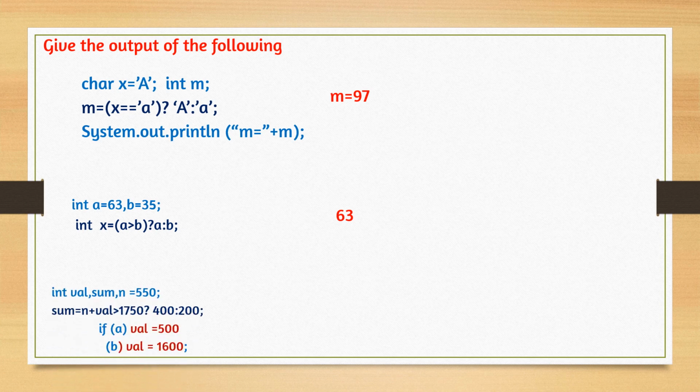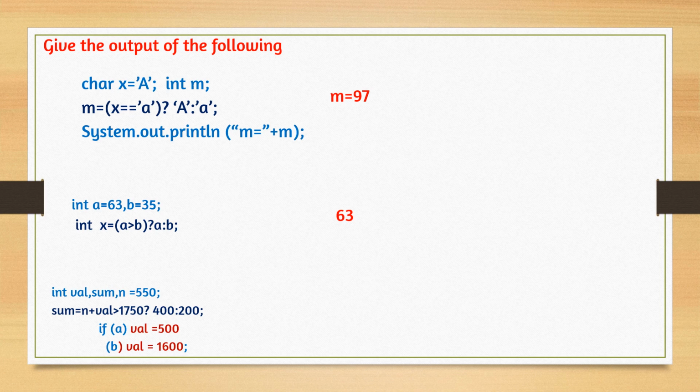And this type of question can also come. Int val, it is a variable name, sum, and n is 550. Sum is equal to n plus val greater than 1750. If the condition is true, 400 will go, otherwise 200 will go. Here we are having two options. If two options are there, two answers will be there. First option, val is equal to 500.